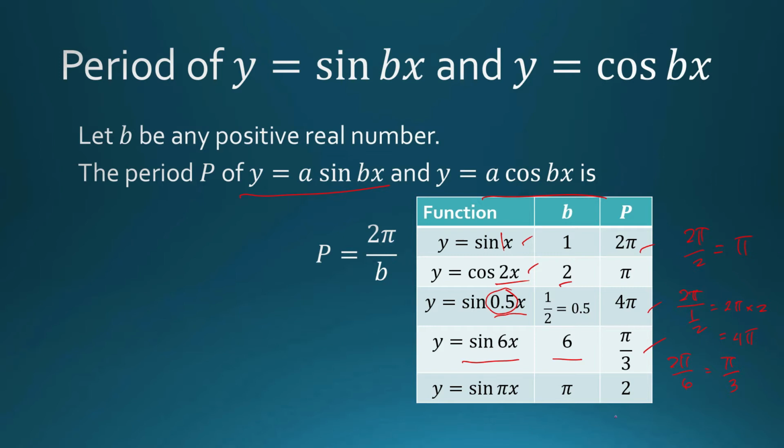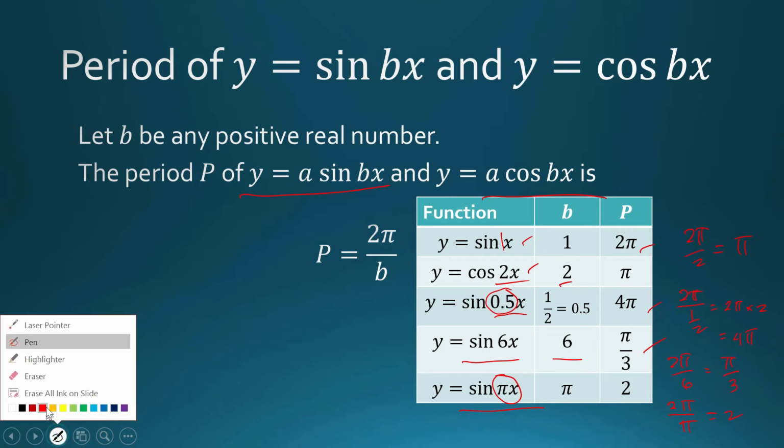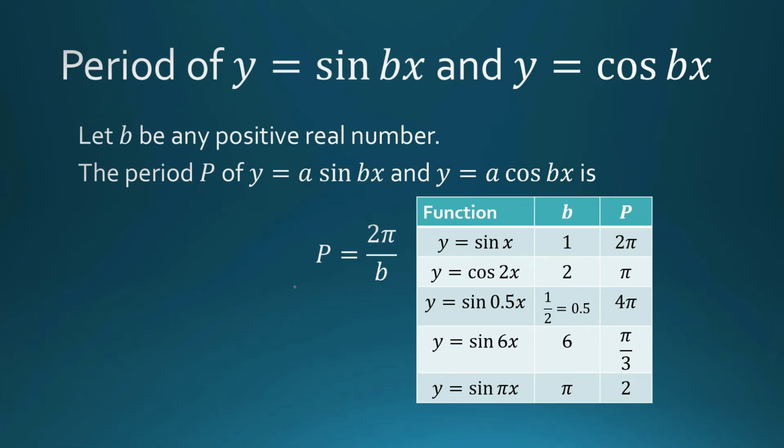And when your function is defined in this way, sine of pi times x, now that one's kind of confusing. It is kind of tricky because some students are not able to recognize that here b is equal to pi. So your period here is equal to 2 pi over pi. That is your b. So it's equal to 2. Our symbol for period is p.